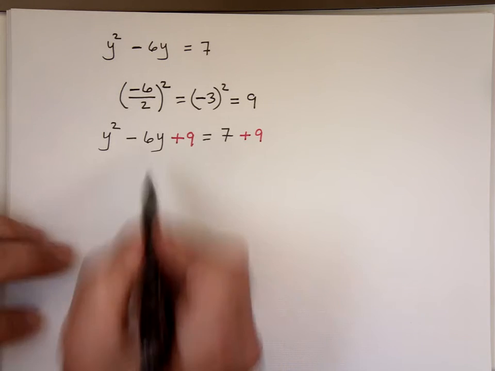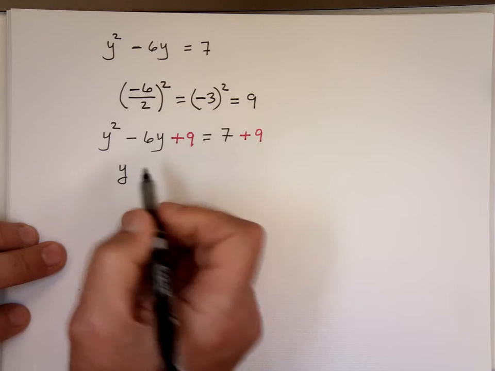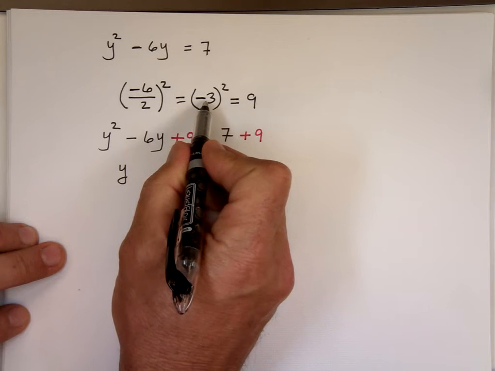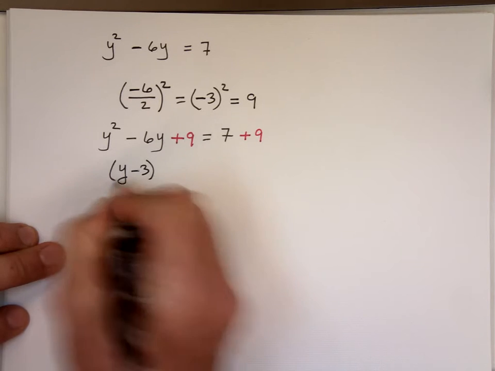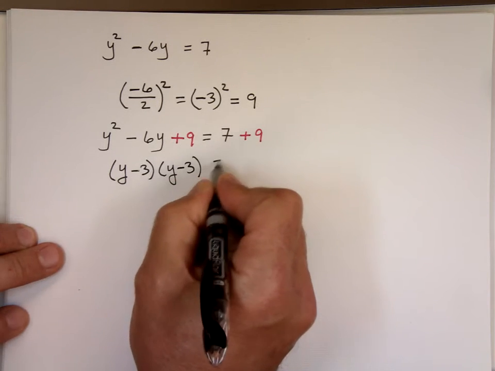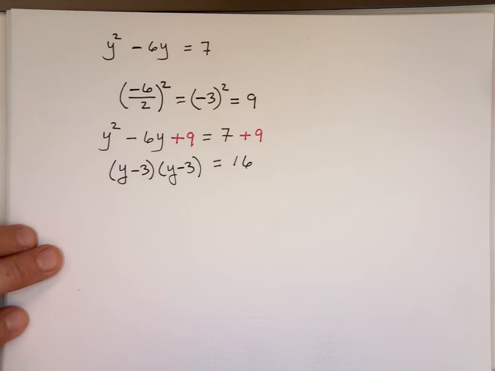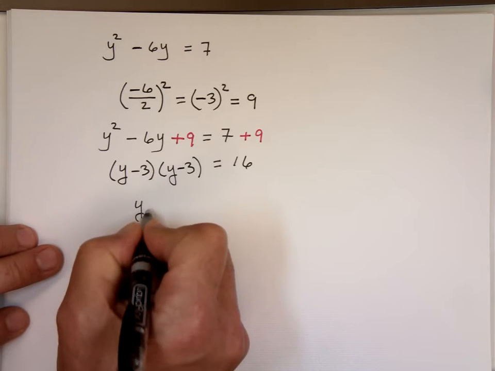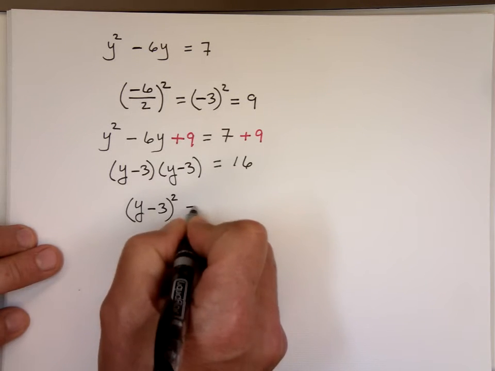So now let's factor this. That's y. Again, if you're not good at factoring, look at that number. What's that number? Negative 3. So y minus 3, y minus 3. What is 7 plus 9? 16. So y minus 3 squared, because you're multiplying by itself, equals 16.